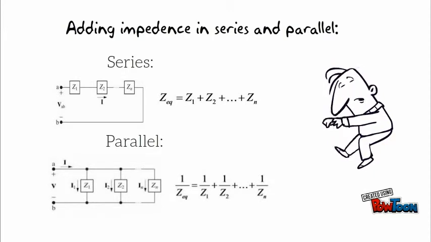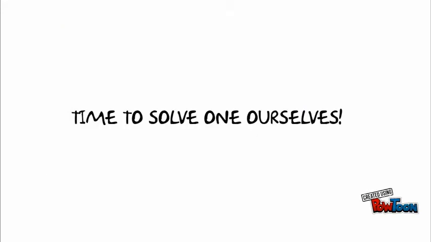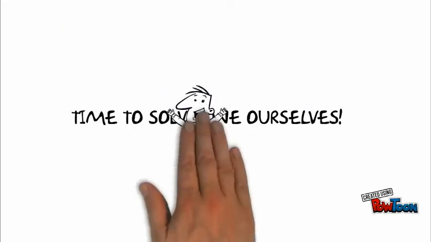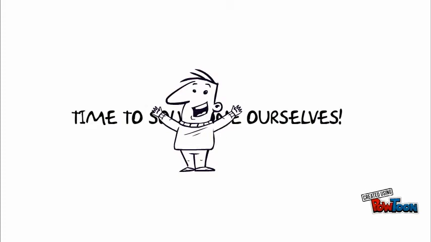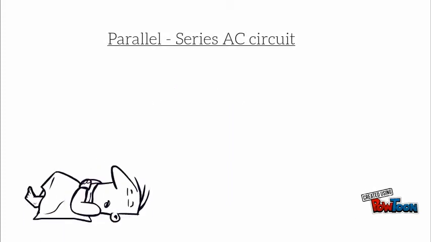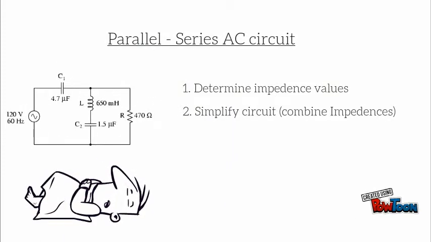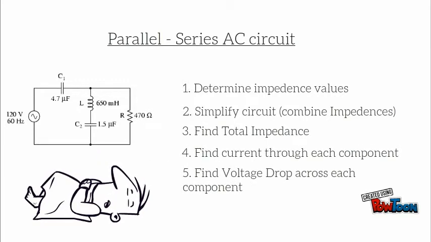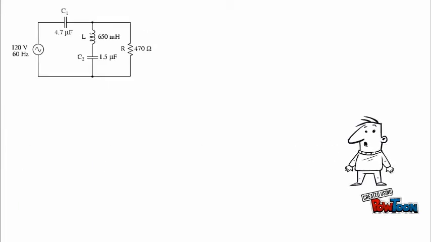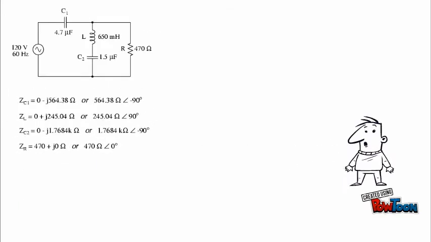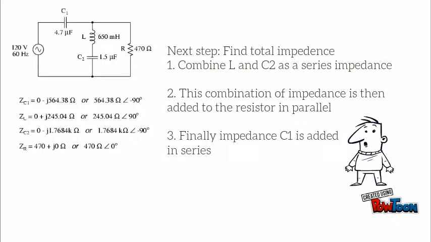Now, let's try solving an example using what we know so far. We need to determine the impedance of the components, and then by that, find the current and voltage drop across each of the components. By using the formula shown before, we found the impedance across each component. Now, we have to find the total impedance using the method written out on the screen.